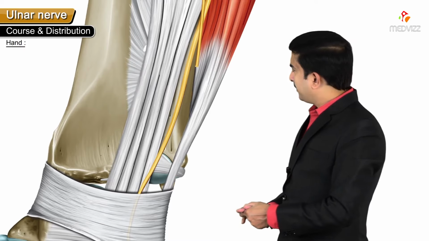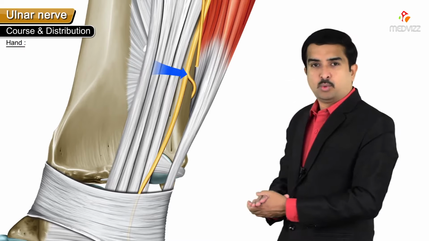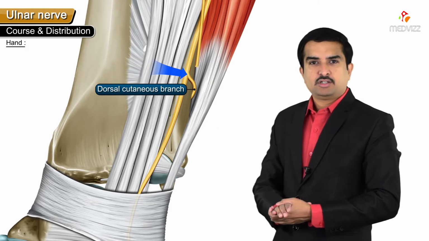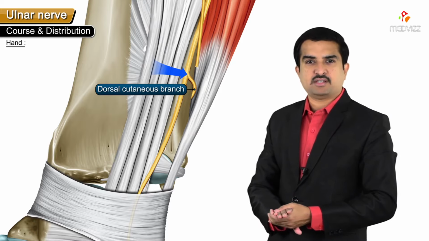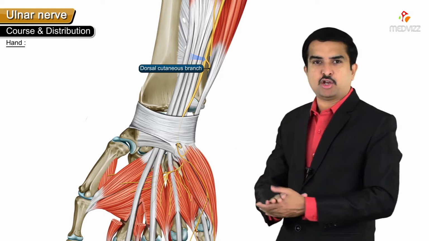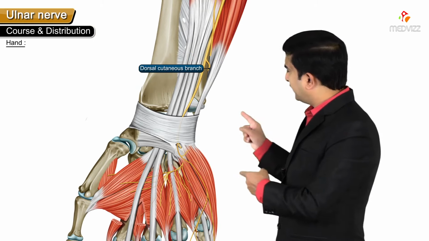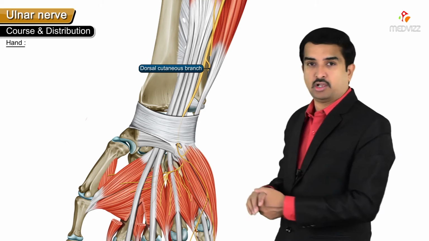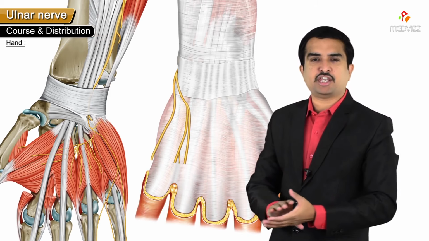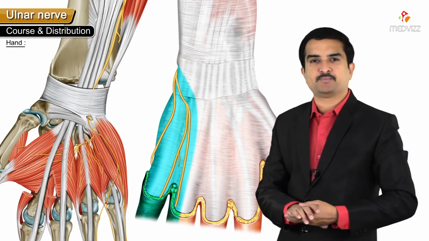Right? Now, we can also see a branch which is coming off. What is the branch name? Dorsal cutaneous branch. So the dorsal cutaneous branch is given off in the hand before the nerve enters the Guyon's canal, right? Can we see the branch very clearly? Before the ulnar nerve enters into the Guyon's canal, we can see the branch here, which supplies the sensation to the back of the ulnar 1.5 digits.